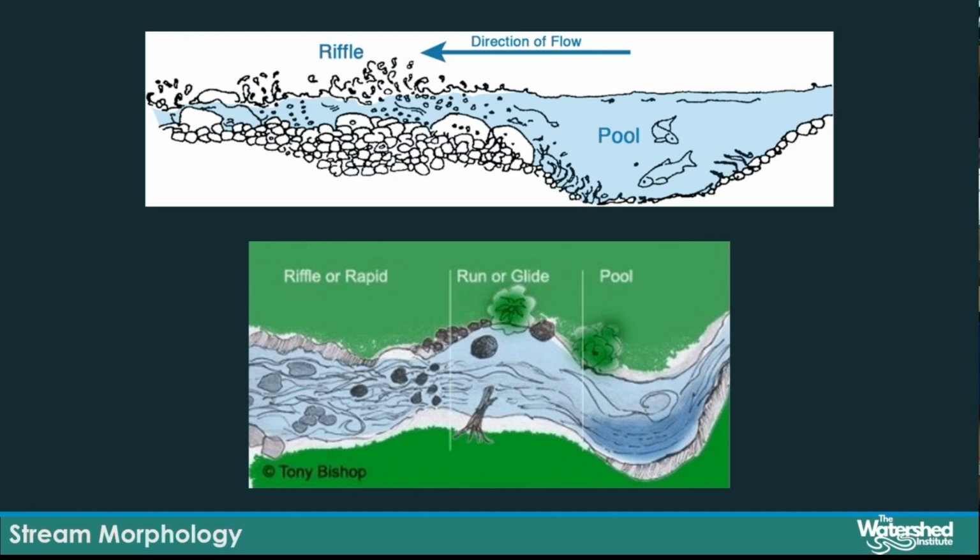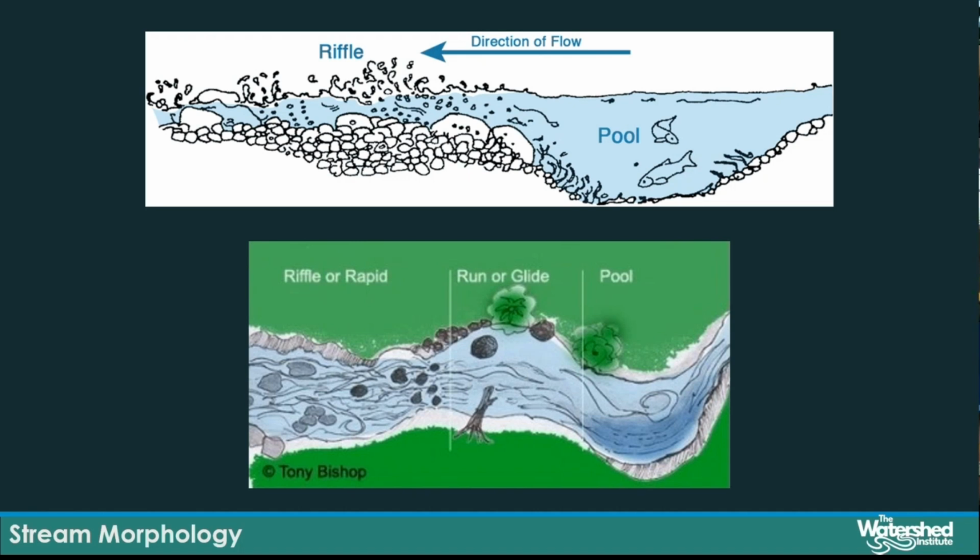Macroinvertebrates love oxygen, especially when it's dissolved. And so they'll hang out in these riffle areas. This is a look just from the top down. We can see the pools, which are a little bit deeper, and the riffles, where we have the rocks and the movement. It kind of looks like rapids on the surface of the water.